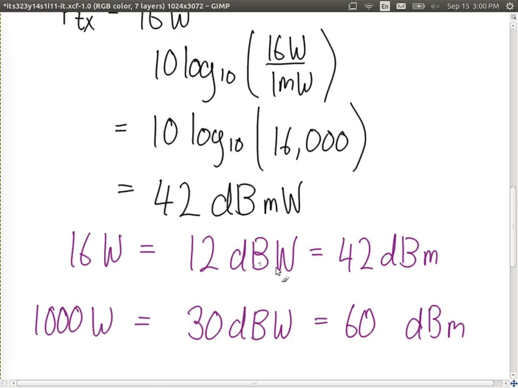You may notice the difference between dBW and dBm is 30. Because one is relative to 1 watt, the other is relative to 1 milliwatt, which is a factor of 1,000, which is equivalent to 30 dB. You don't need to remember that, but if you use these decibels a lot, you'll start to see some of those common relationships.